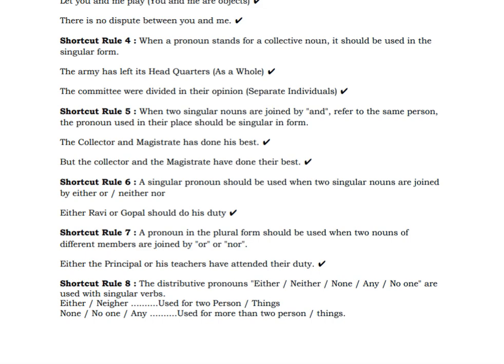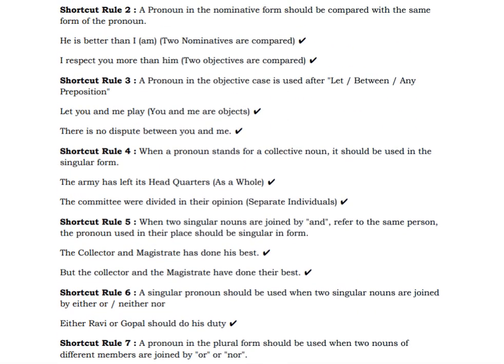Okay. So the collector and magistrate has done his best, but the collector and the magistrate here, these are two different persons. The army as a whole, then singular pronoun, and the committee, separate individuals. When you are referring, the plural form of that should be there.